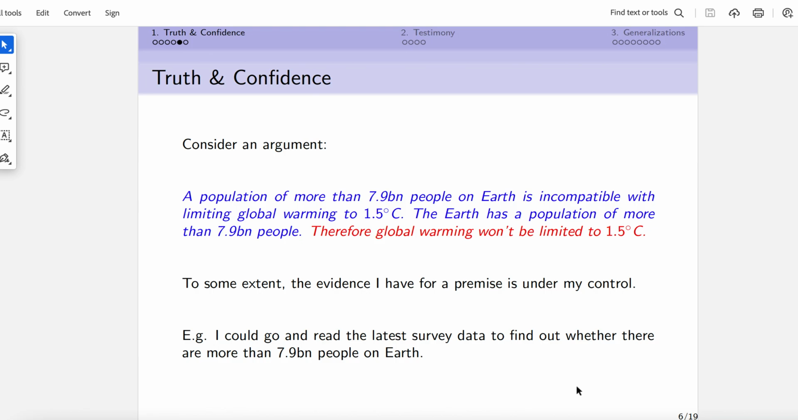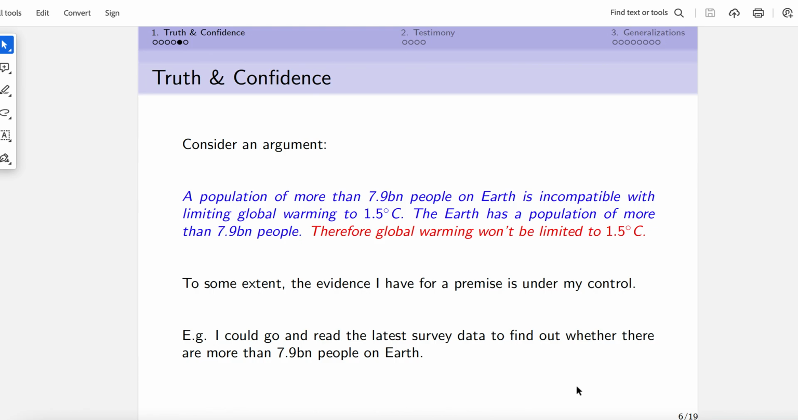Okay, so consider an argument that employs a sentence that is presumably either true or false, but where it's not clear to me whether it's true or false. That is, I'm not sure, I don't necessarily have the evidence. So here goes. A population of more than 7.9 billion people on Earth is incompatible with limiting global warming to 1.5 degrees centigrade. The Earth has a population of more than 7.9 billion people. Therefore, global warming won't be limited to 1.5 degrees centigrade.